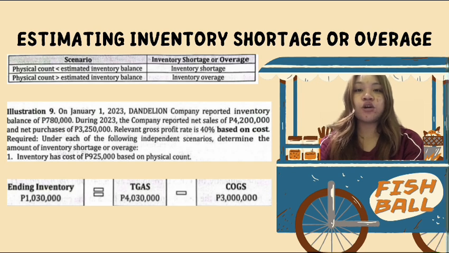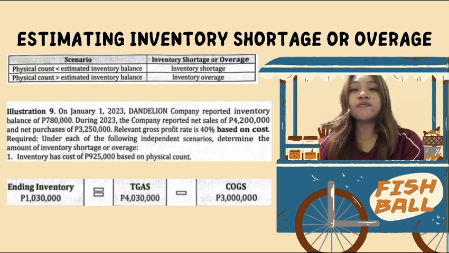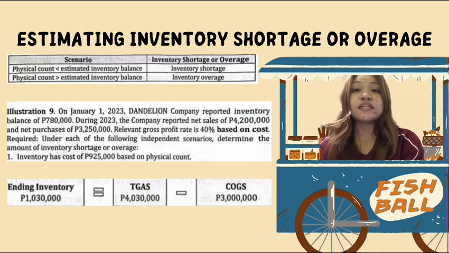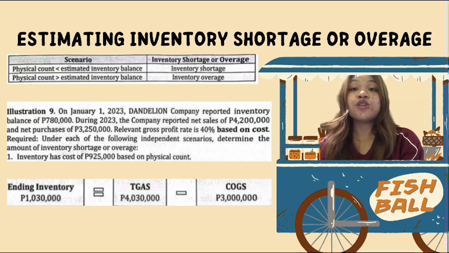Estimating inventory shortage or overage. As previously mentioned, the gross profit method can also be used in estimating inventory shortage or overage, whether due to theft or errors that happen during the recording of inventory transactions. In estimating the amounts, an entity should compare the ending inventory balance based on the physical count and the ending inventory estimated using the gross profit method. So if the physical count is less than the estimated ending inventory balance, it is an inventory shortage. If the physical count is greater than the estimated inventory balance, it is an inventory overage.